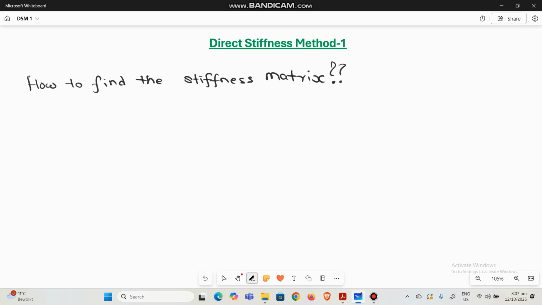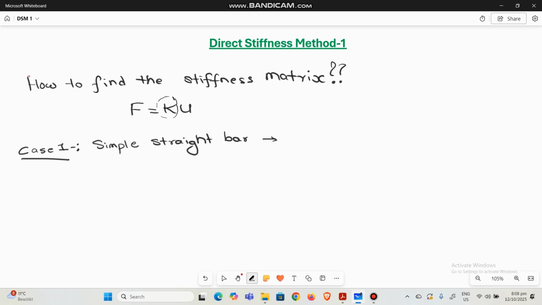Because the stiffness matrix is the vital thing that you need to find for solving any finite element problems, because as we know, we have one formula F equals to Ku, and this K here is the stiffness matrix which we need to find. So let's say case 1, which is rather very simple.